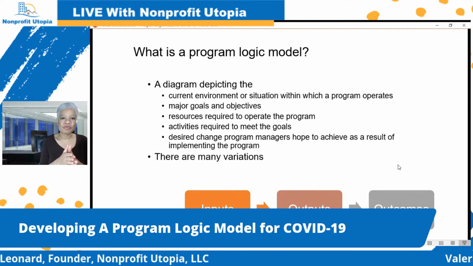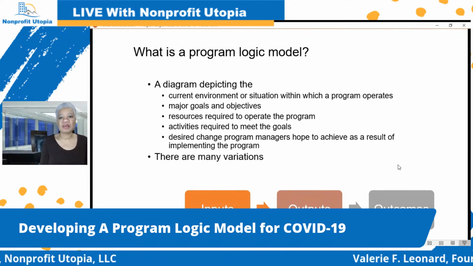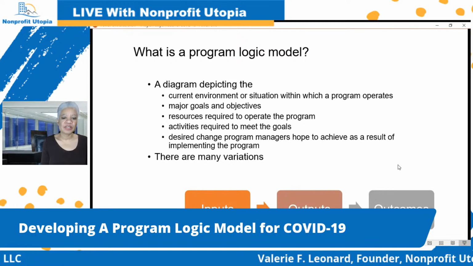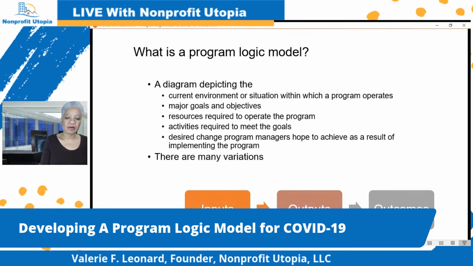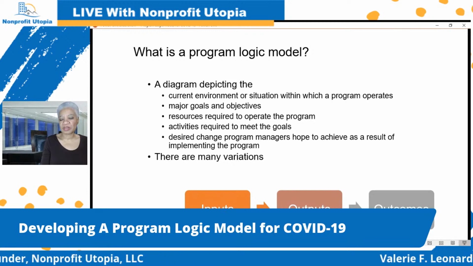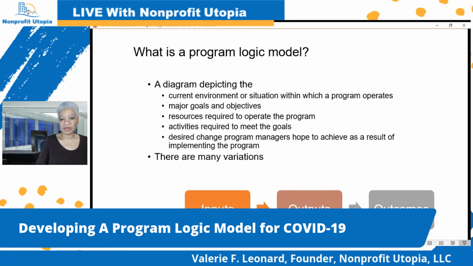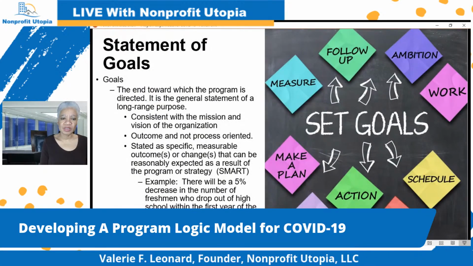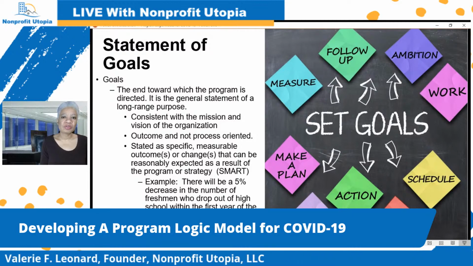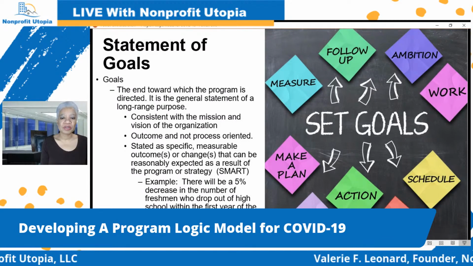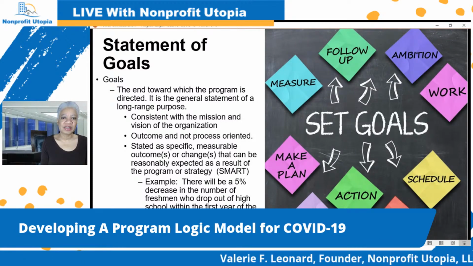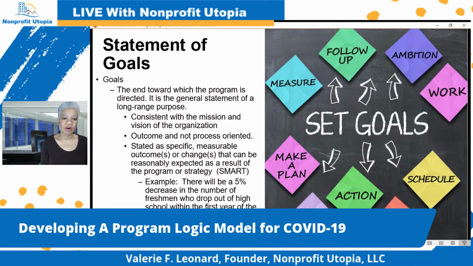And as I said before, there are many, many variations, many ways you can do it, but they all require what resources you're going to have, or your inputs, your outputs, or your activities, and your outcomes and your desired changes. All right. So when we talk about goals, they are a very general, broad, sweeping description of what it is that we want to see happen as a result of our work, right?